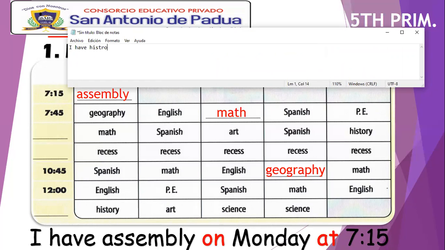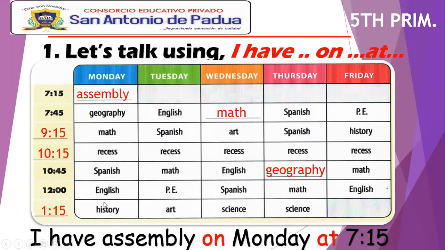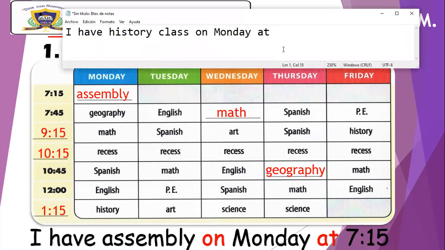I have a history class. History class, good, excellent. Okay, what else? I have history class on, for example, look at this, on Monday. I have history class on Monday. Yes, on Monday. A qué hora? At 12. Yeah. Ah, pero aquí faltó la time. Sorry, 9:15, 10:15. We'll have a history on Monday at 1:15. Yes, 1:15. Good, excellent.